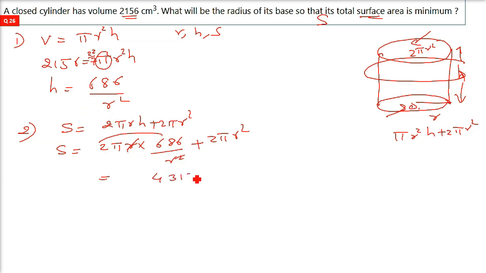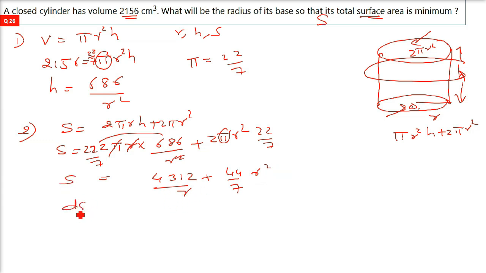After simplifying this expression, 4312 by r, and this again, as I said, pi has to be written as 22 by 7. In most questions we have just kept pi as pi only, but here you have to actually take pi as 22 by 7, and you get S equals 4312 by r plus 44 by 7 r squared.